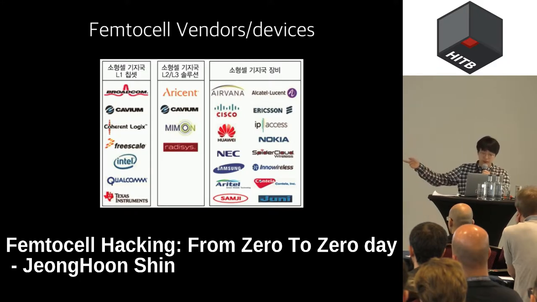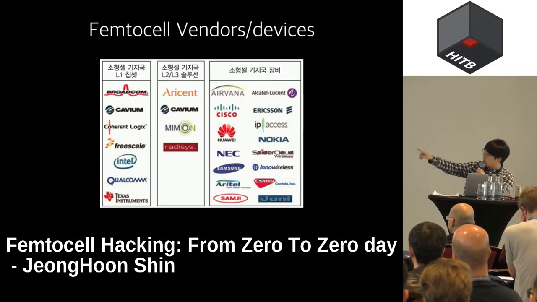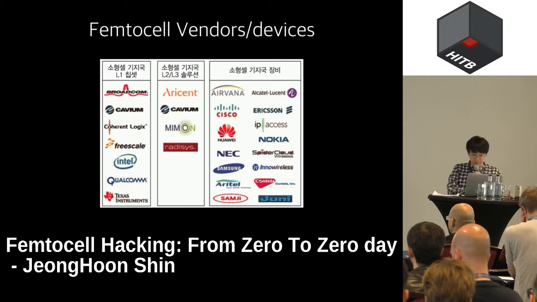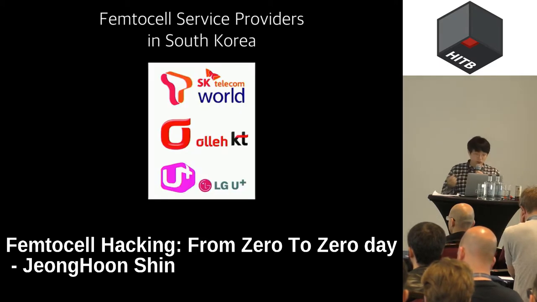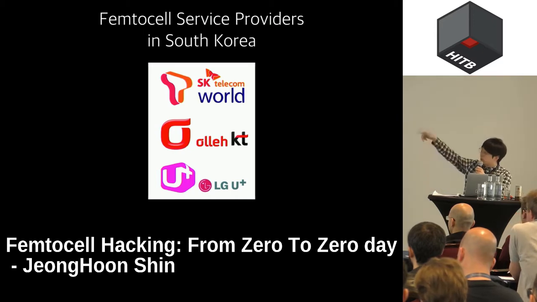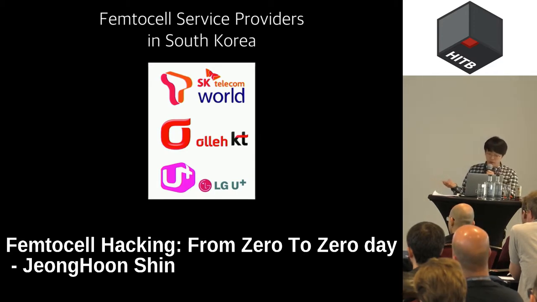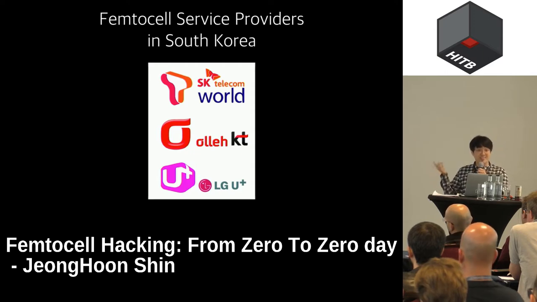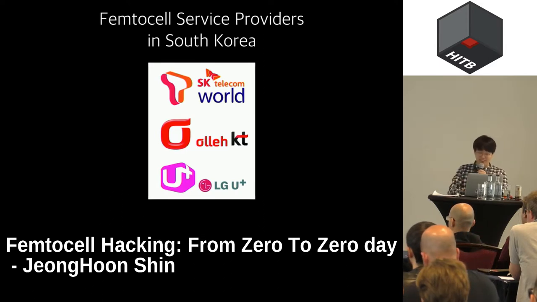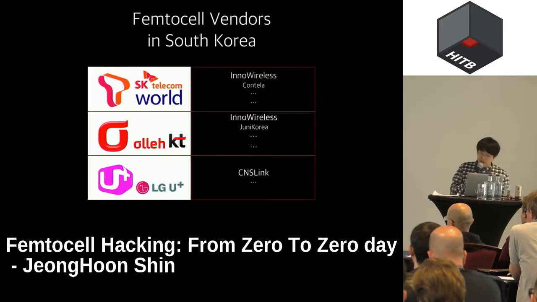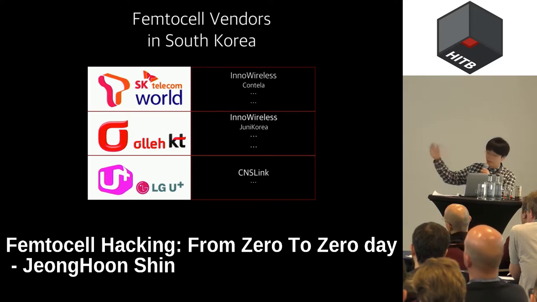Please refer to this table. This table lists vendors that manufacture Femtocell devices. On the right side of the table, you may notice some popular companies, maybe Samsung, Huawei, Nokia, something. Korean ISP corporations are among them. There are three ISP companies in Korea. Yes, only three. Which one do you think is the most popular one? Yeah, SK and KT, the most famous and big. Each firm has its own Femtocell supplier.